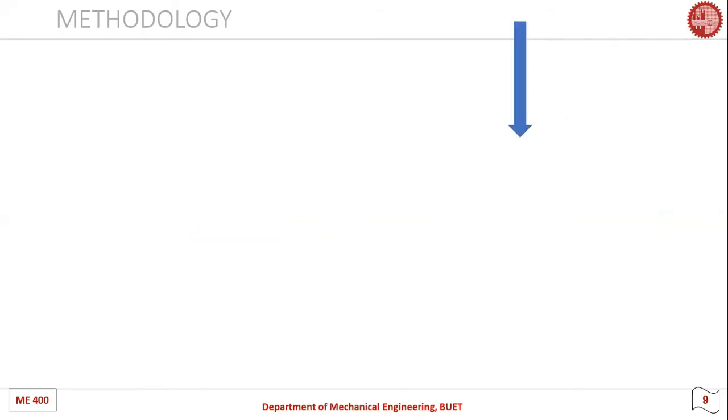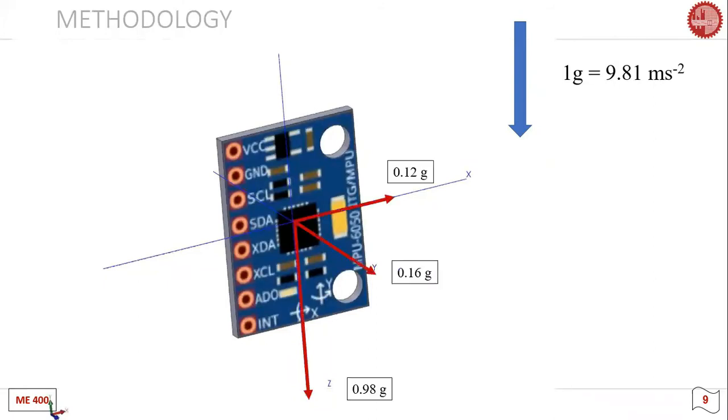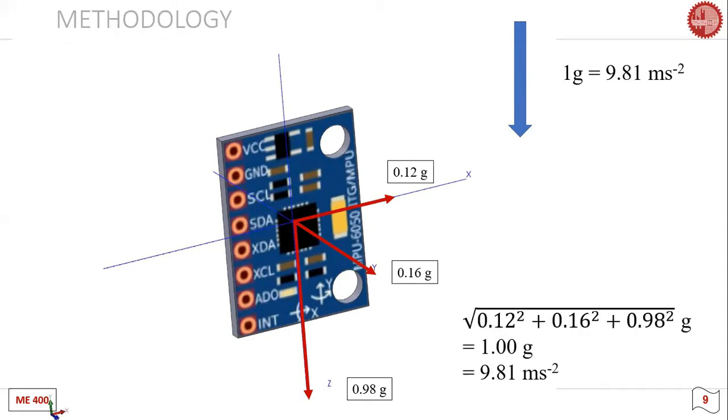We know that there is always a constant acceleration of 1g, that is 9.81 meter per second square, acting downwards on the Earth's surface. When a sensor is randomly oriented, it picks up the components of this gravitational acceleration in all three directions. By vector addition, we can find the original value of gravitational acceleration, that is 1g.